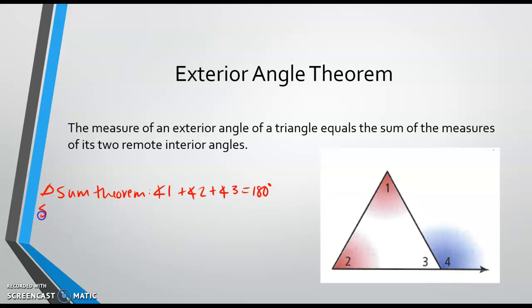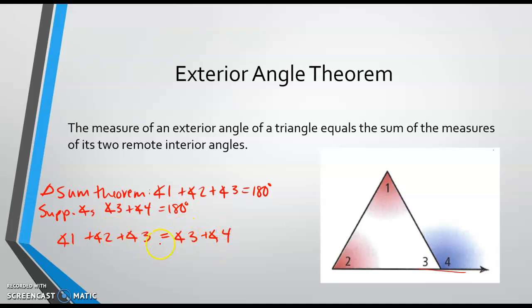We also know by supplementary angles that angle 3 plus angle 4 equals 180 degrees, right? Because they create a line, which means that they're a linear pair, or in other words, supplementary angles. So because I know those two things, they both equal 180 degrees, that means that angle 1 plus angle 2 plus angle 3 equals angle 3 plus angle 4.